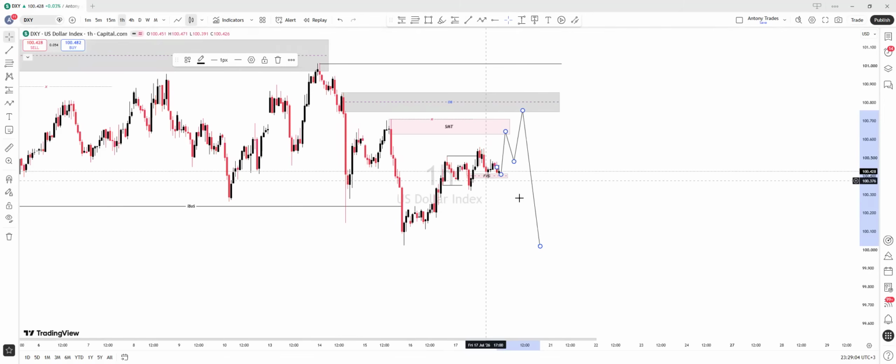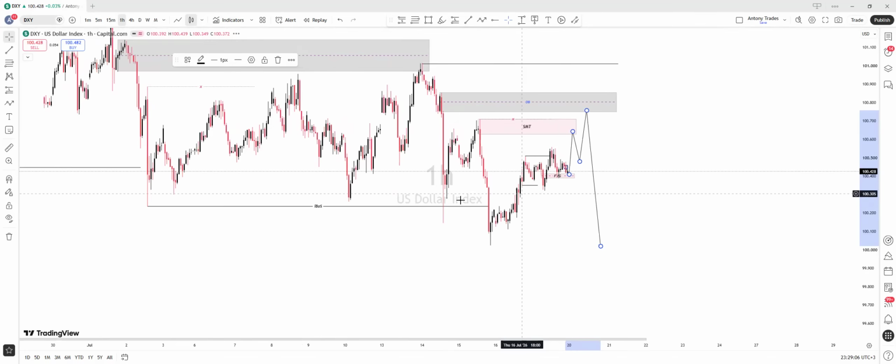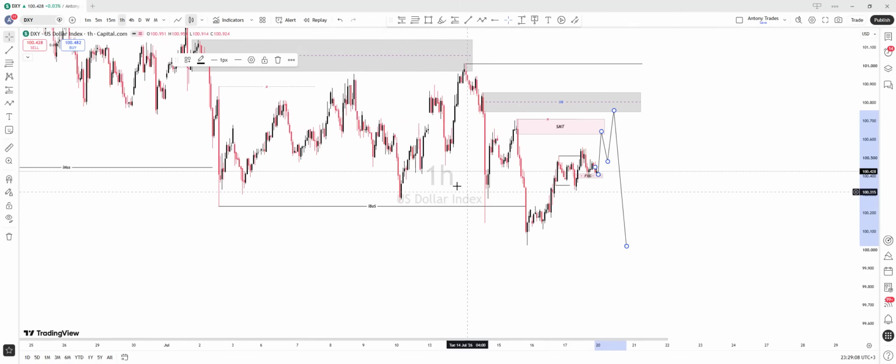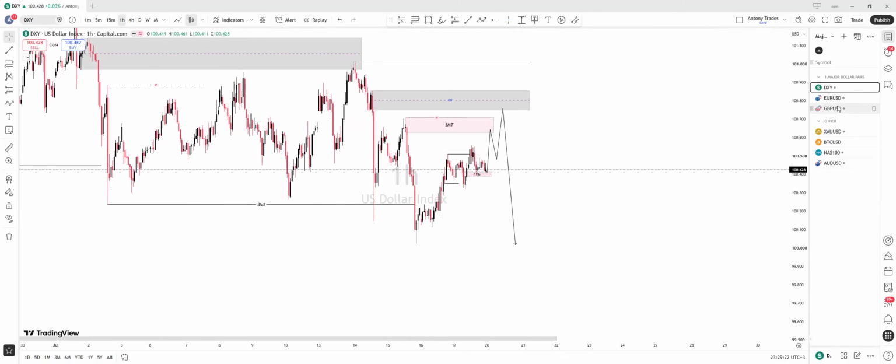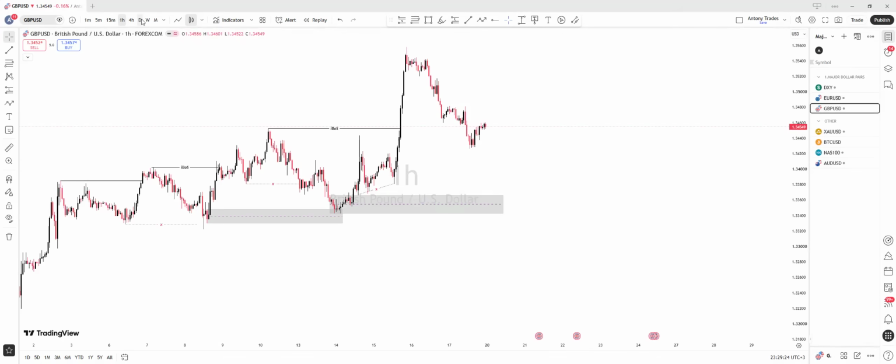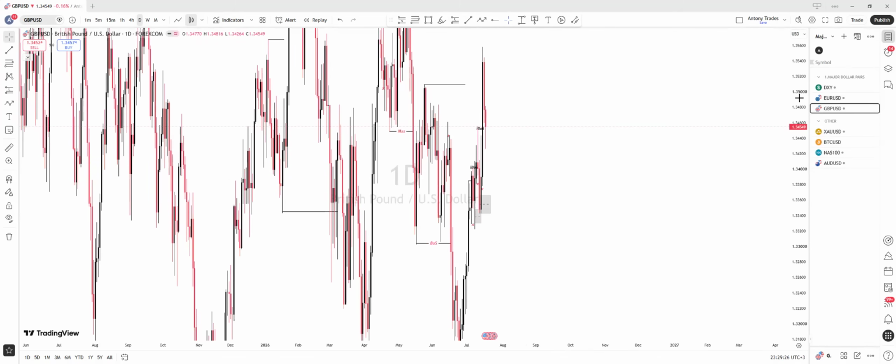All right, you know very well, maybe you are confused, you don't know what the correlation is between the DXY and the dollar. So DXY will just act as a driver to the dollar pairs, right? So if the DXY is bearish, you're expecting the dollar pairs to be bullish, the likes of Euro USD, GBP USD. So moving to the next pair for today, which is going to be the GBP USD.